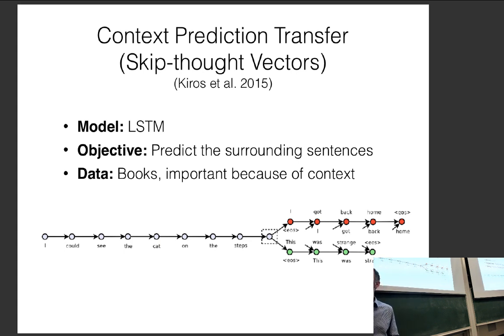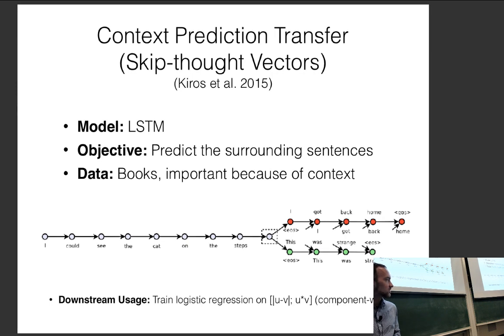So this is kind of interesting. It's kind of like word2vec, the skip-gram model in word2vec, except it's like skip sentence. But because skip sentence isn't cool enough, they decided to call it skip thought.